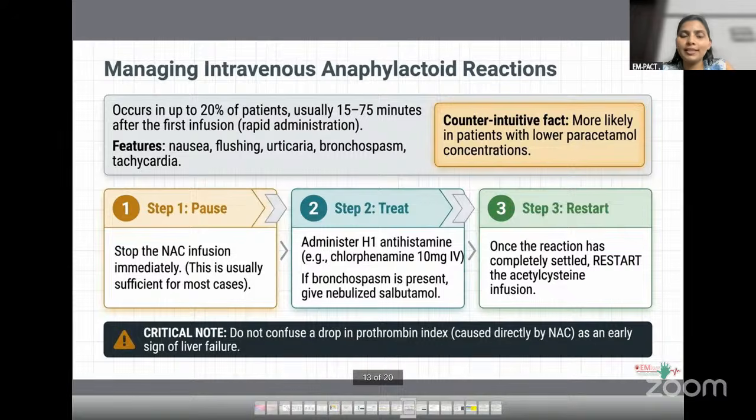Just pause the NAC therapy, and notice these allergic anaphylactoid reactions. Then you can treat it. If the patient is having any respiratory symptom, you can nebulize the patient with salbutamol. Or if the patient is having any allergies or urticaria, you can treat it with antihistamines and steroids. And once the patient becomes better, you can restart the NAC therapy.